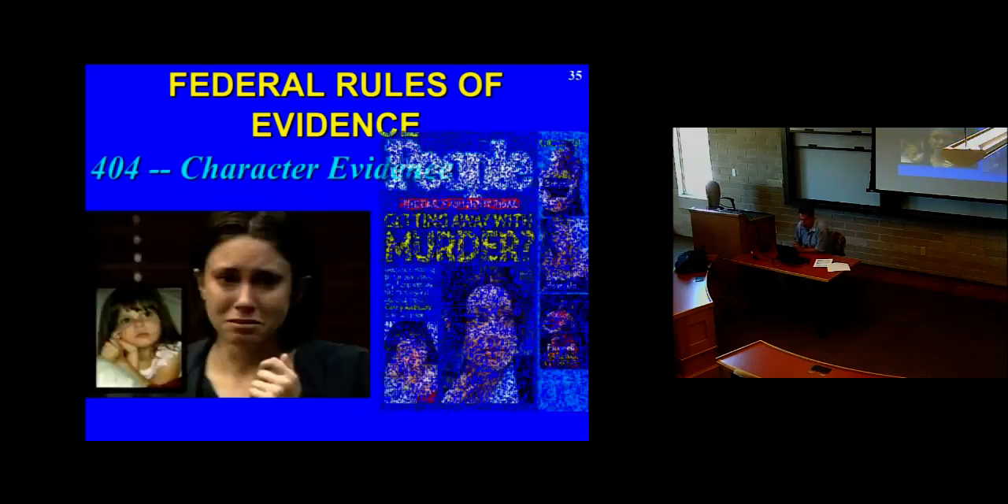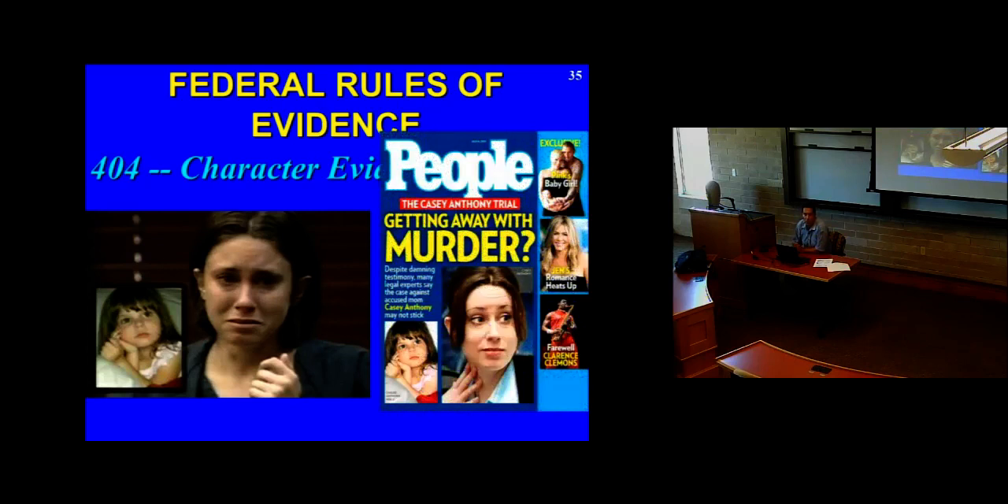Okay, 404 character evidence. This is the example of whether, and this is an old case, the Casey Anthony case, but are we going to convict someone not so much based on what they did? We'll have evidence of what they did, but one thing we want to show is, are they the kind of person that would commit this crime?